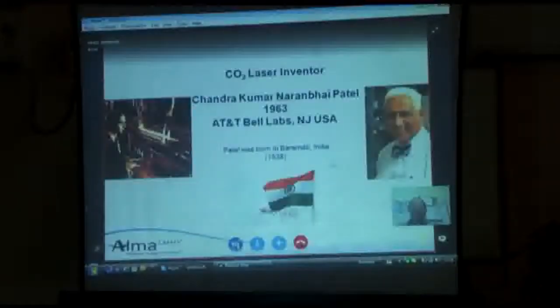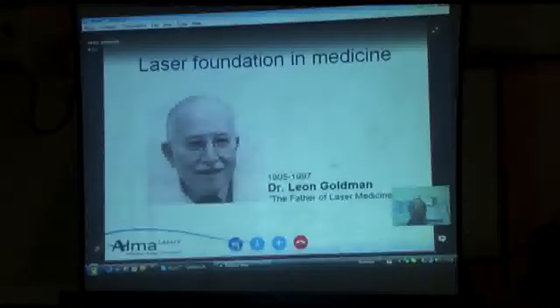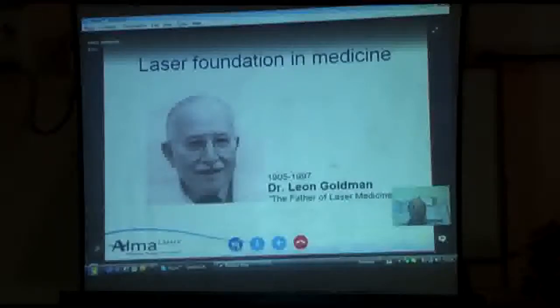Not surprisingly, the CO2 laser inventor came from India, from the AT&T Bell Laboratories. Chandra Kumar Narendra Patel was the one who invented this industrial laser, already back in 1963. The first laser use in medicine is attributed to Dr. Leon Goldman, who is the father of the laser in medicine, and passed away in 1997.